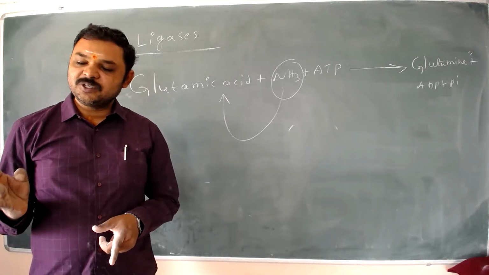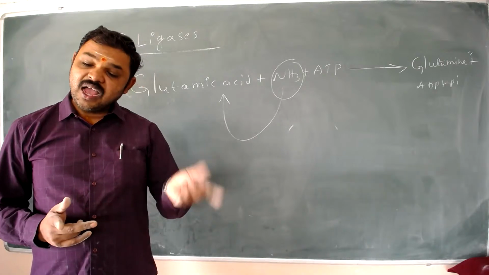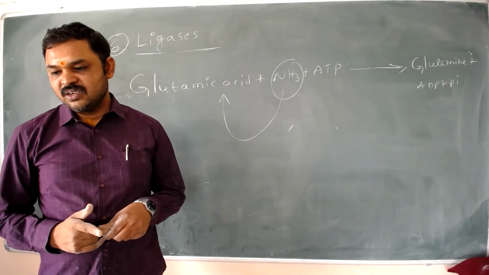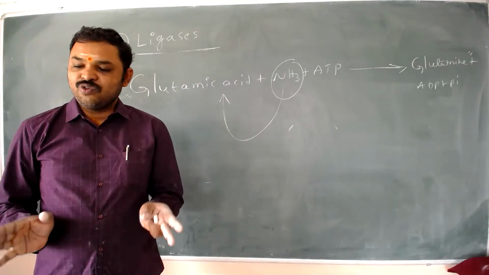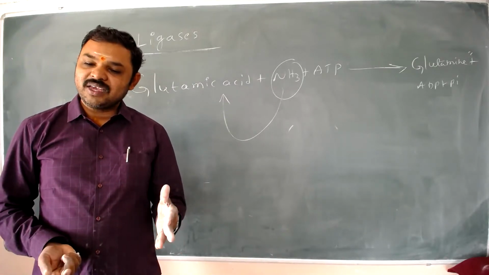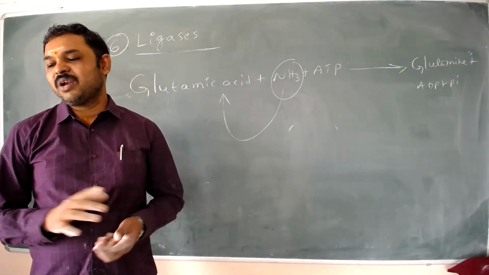Hydrolases include phosphatases and peptidases. Oxidoreductases include oxidases, reductases, as well as dehydrogenases. Transferases include transaminases and kinases. There is no further division in the case of lyases, isomerases, and ligases. Like this, this is the enzyme classification.